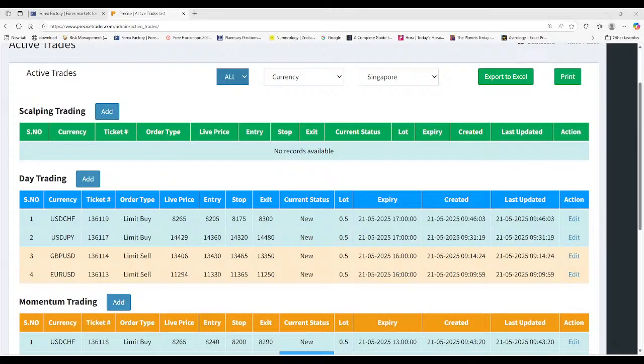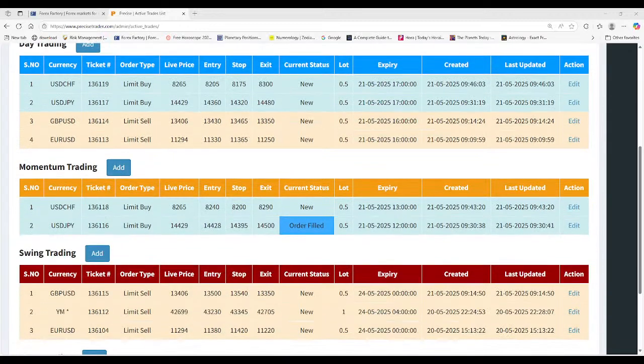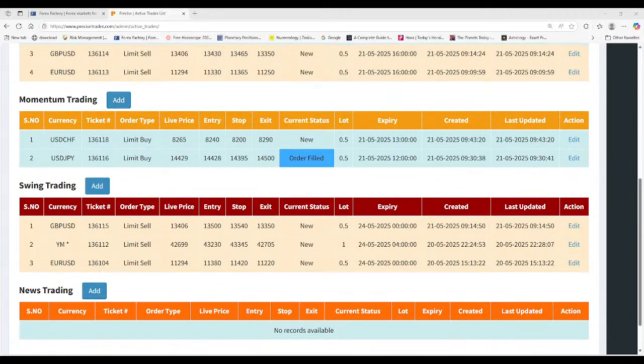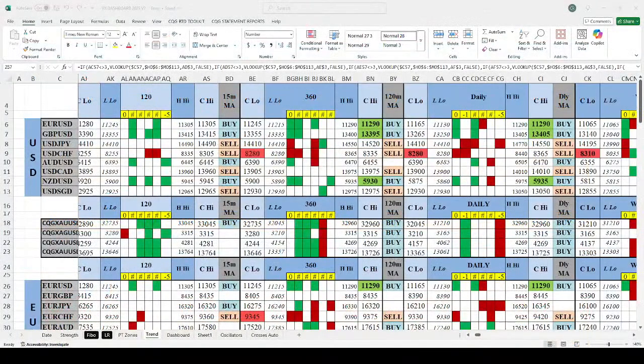Then let me see, I think we have dollar Swiss. We are trying. So we only have two entries now, only one gold and one dollar yen. Okay, only these two. So I think we can afford to go one more trade. One more trade, so let's go back to the system.